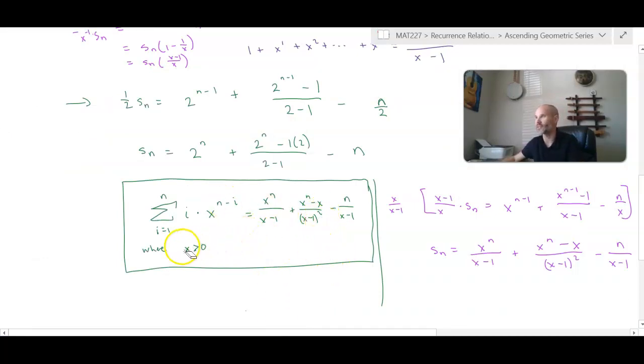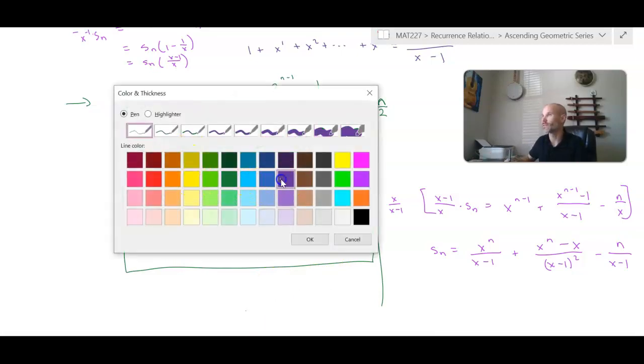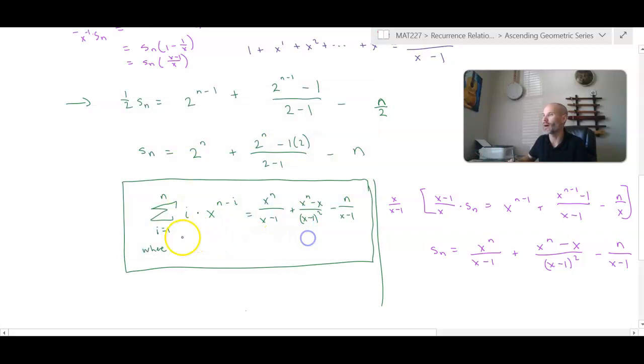Let's just change this and say where x is simply not equal to 1. It will work for any value but x is equal to 1. Because once again, if x is 1, then it's just the sum from i equals 1 to n of i, and that's just a basic arithmetic series.